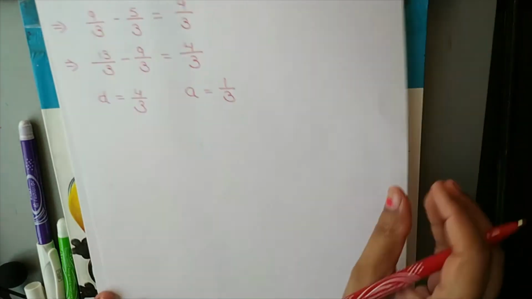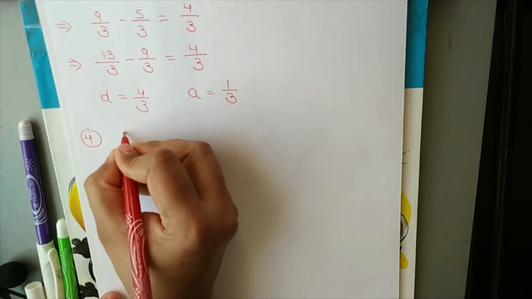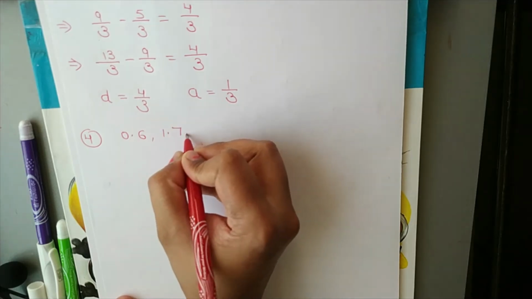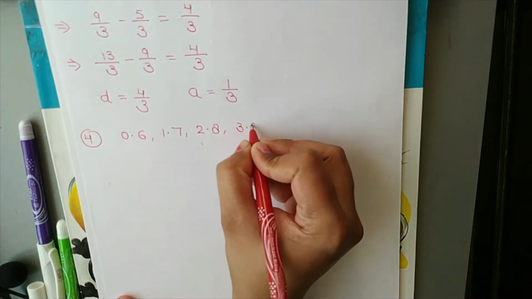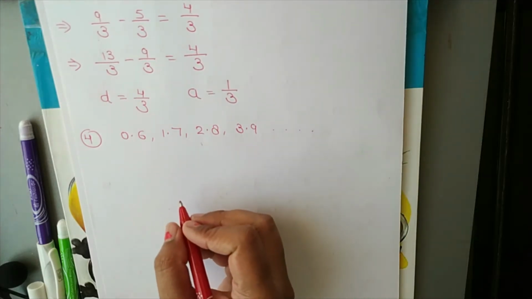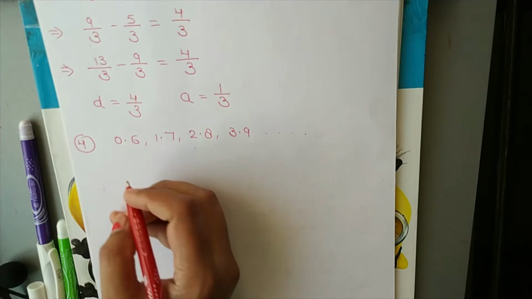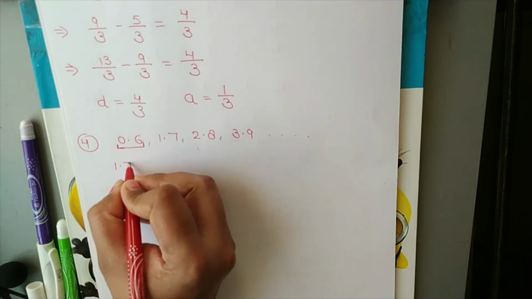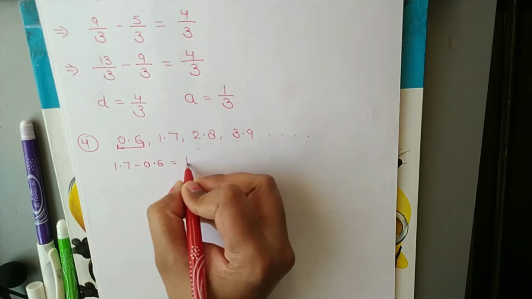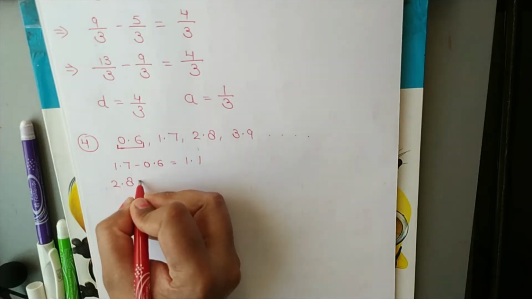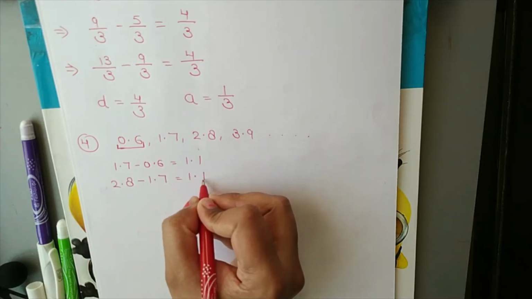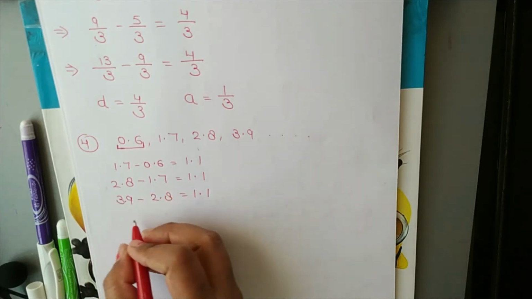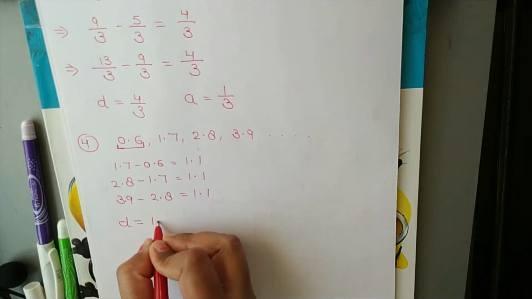Now move on to the second question, question number 4. This series is given: 0.6, 1.7, 2.8, 3.9. Find the first term and the common difference. So the first term is 0.6, and the common difference is 1.7 minus 0.6, that is 1.1. Now 2.8 minus 1.7 is 1.1, and 3.9 minus 2.8 is 1.1.